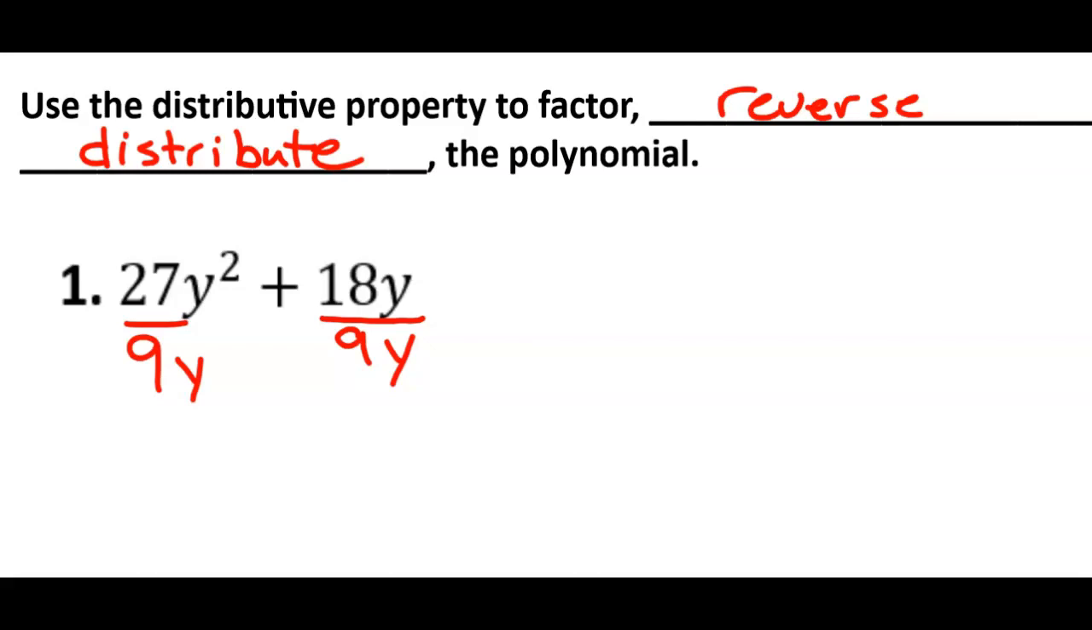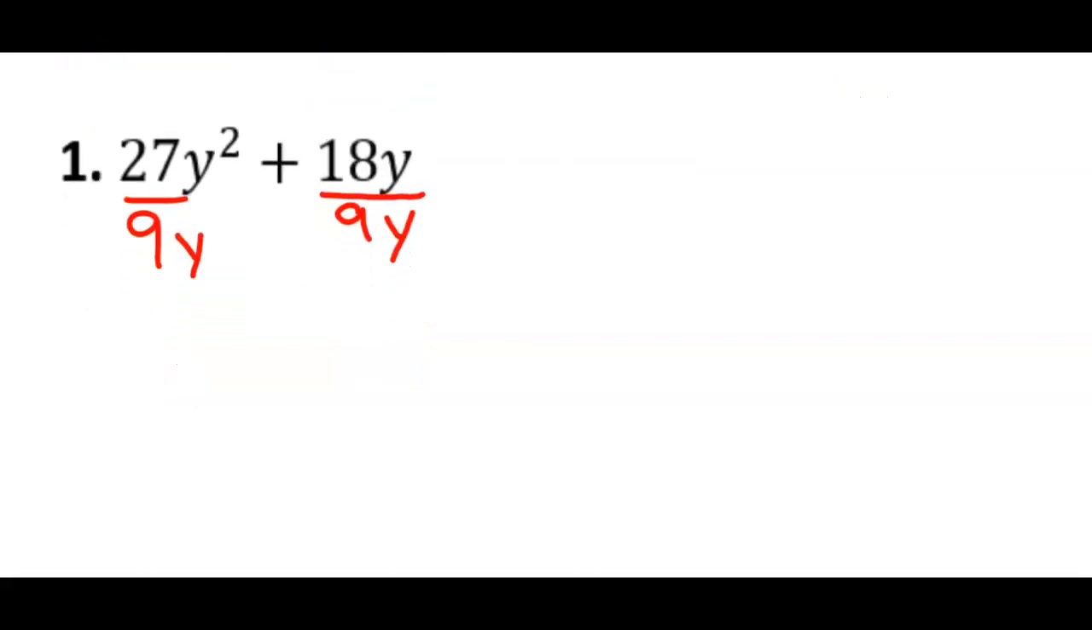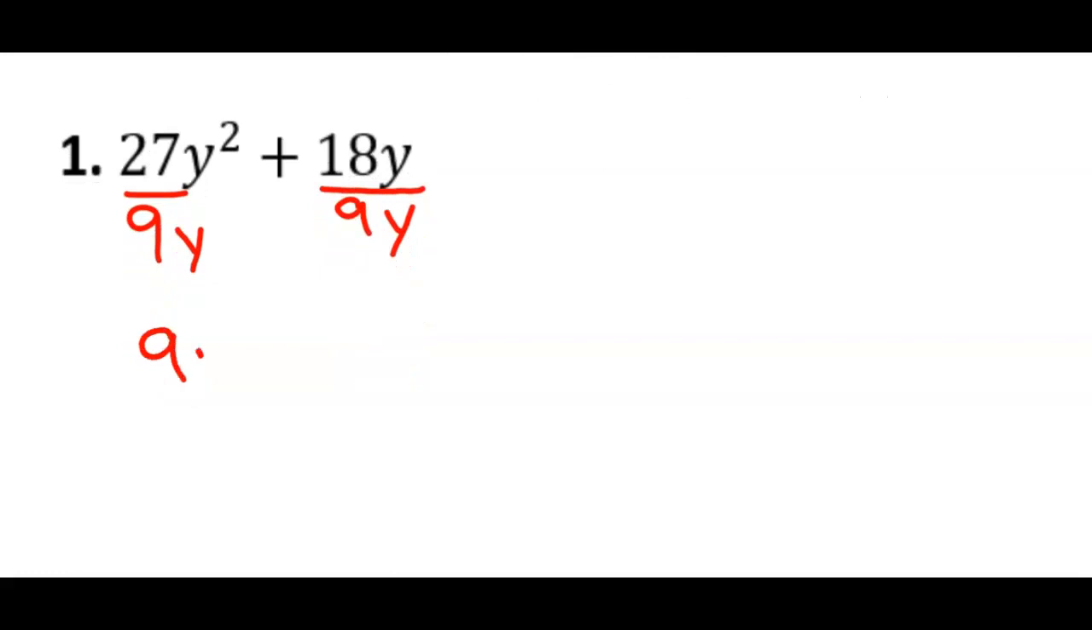All right? So here's how I'm going to write my answer. I have my 9y that I divided out. And then inside the parentheses, I'm going to write the result of the division. I'm going to say that again. I write my answer by putting whatever I divide by on the outside. And then the answer to my division goes inside the parentheses. Okay? So when I divide this first term, 27y squared, 27 divided by 9 is 3.